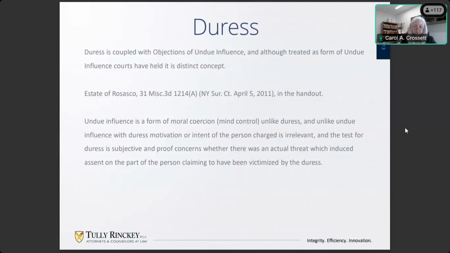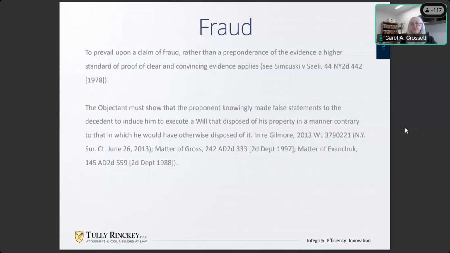For fraud, instead of the preponderance of the evidence, the standard is higher. It's clear and convincing evidence. And this is hard to prove. It must show that the proponent knowingly made false statements to the decedent, which they relied on, and which induced them to execute a will that disposed of the property in a manner contrary to how it otherwise would have been disposed. And I cited to Matter of Gilmore again, and another case in your case materials is Matter of Gross.